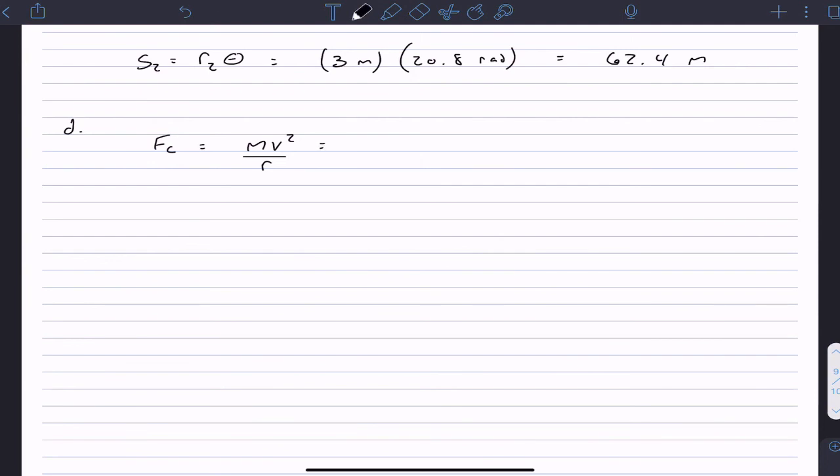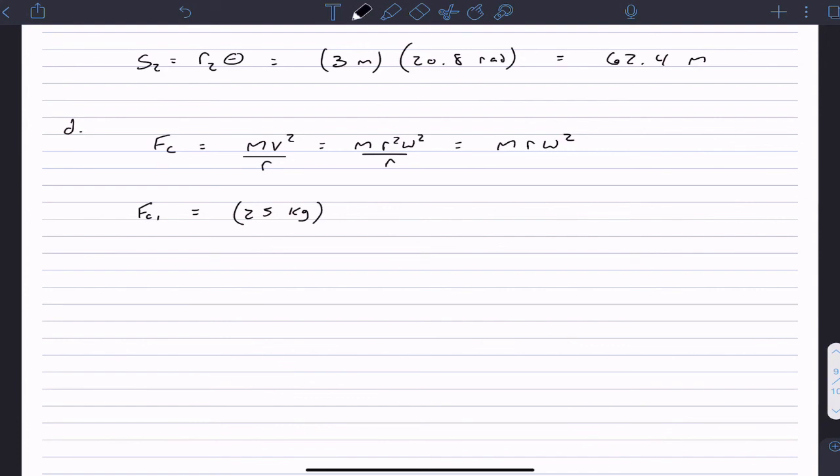We could probably use that, but even easier is if we remember that relationship we had earlier where omega is equal to v over r, so that means that v is equal to r omega. So let's use that. So m r squared omega squared over r is equal to m r omega squared. That's an equation that we can use to find the centripetal force for each child. So let's go with this. Centripetal force 1 is equal to the mass, 25 kilograms. It's the same for both children.